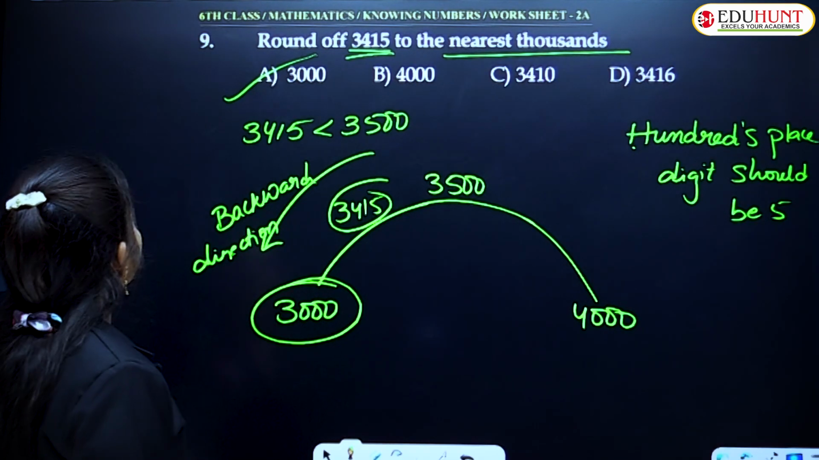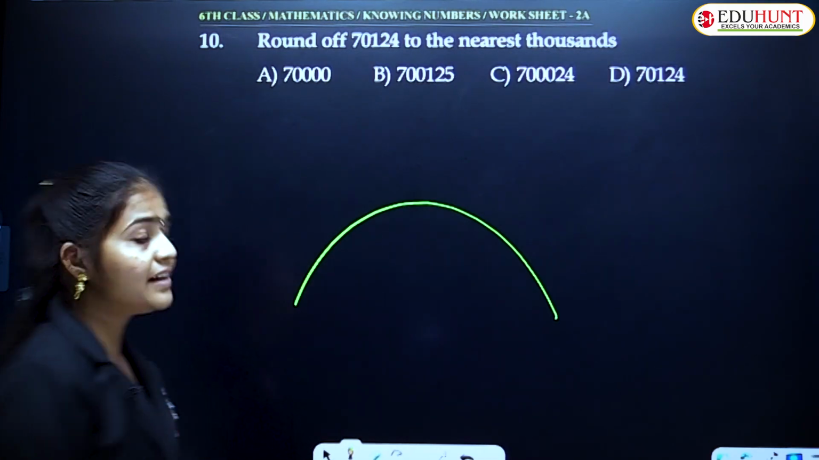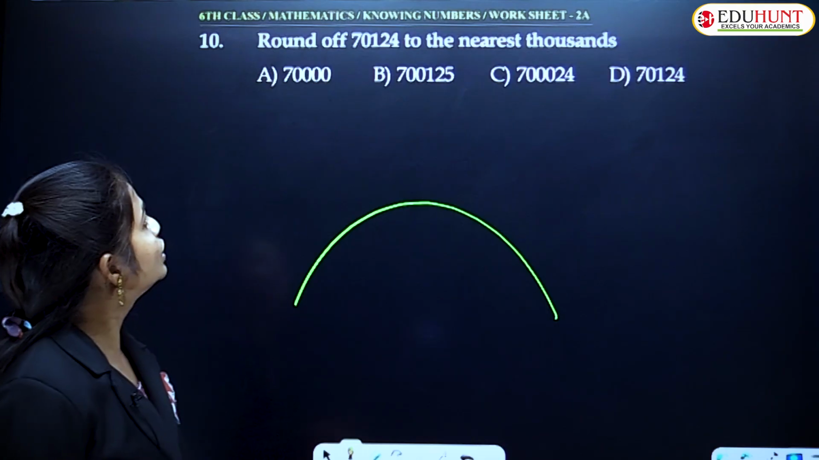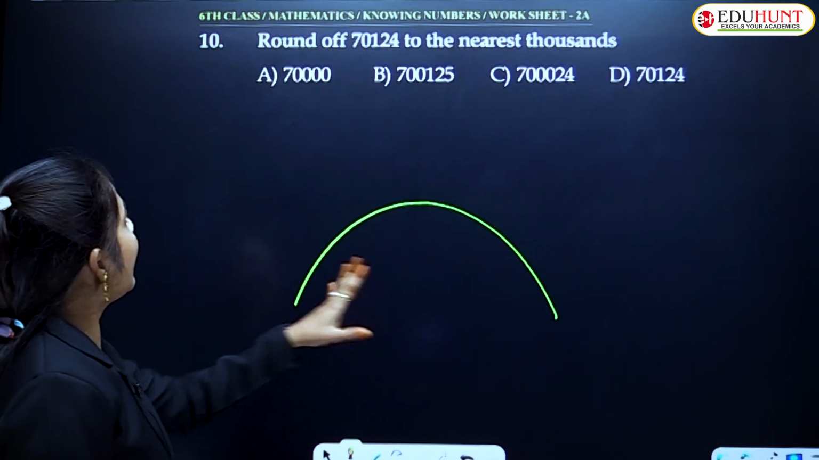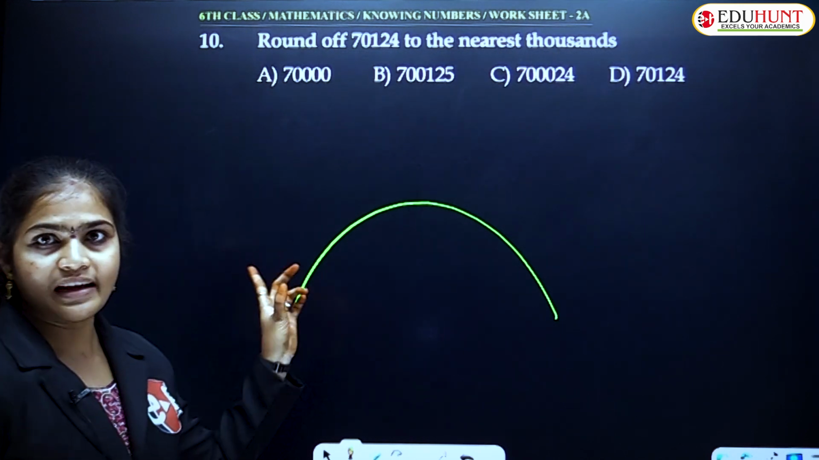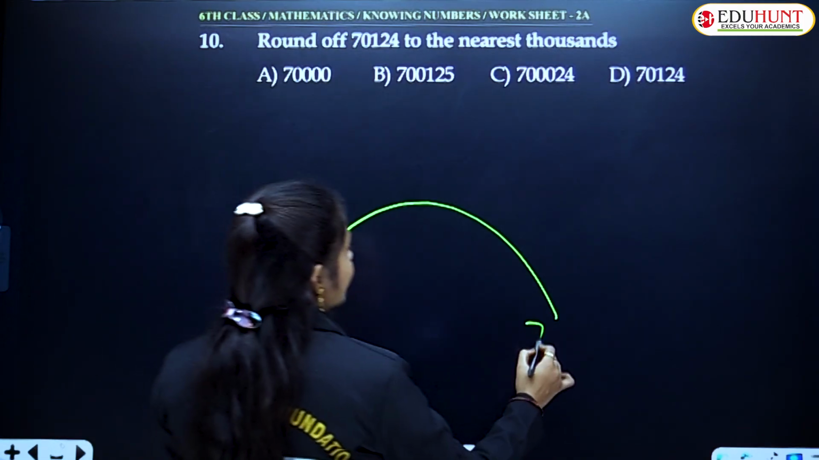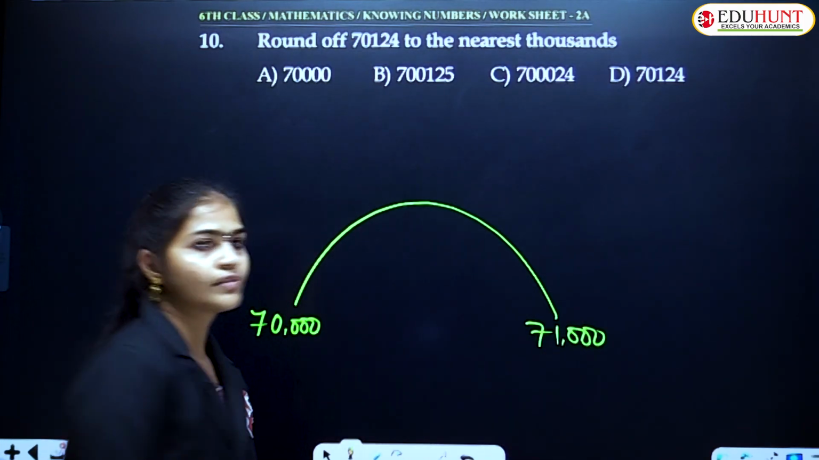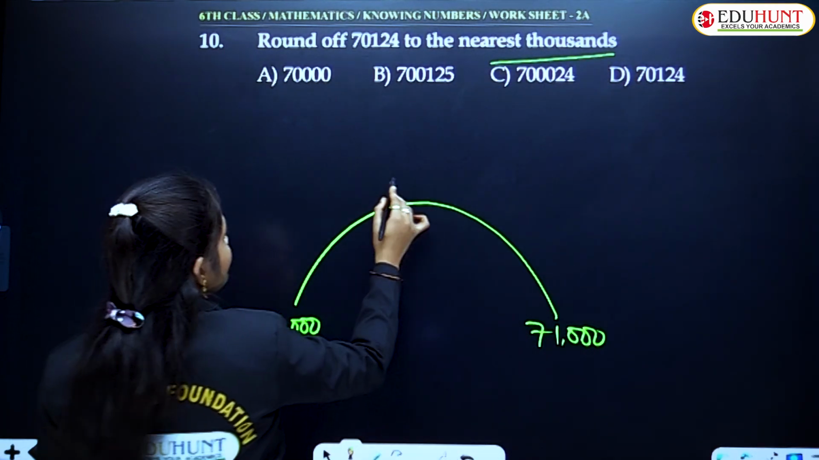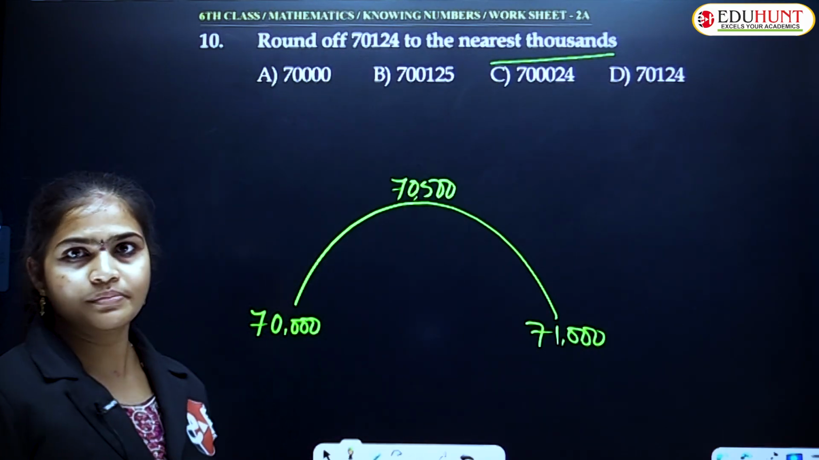Yes. Next, see that. This is also the nearest thousands. And see that 70,124. Okay. And here they are asking for thousands only, no ma'am, not 10,000. So that's why 70,000 to 71,000, just a difference of 1,000 only. Why? Because they are asking for thousands. Understood? So 70,500 is the middle value.